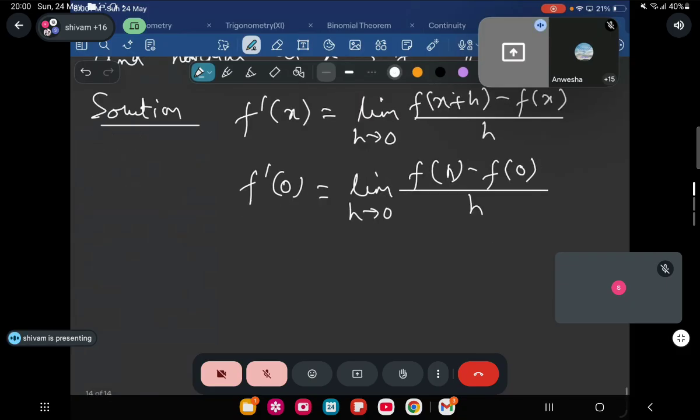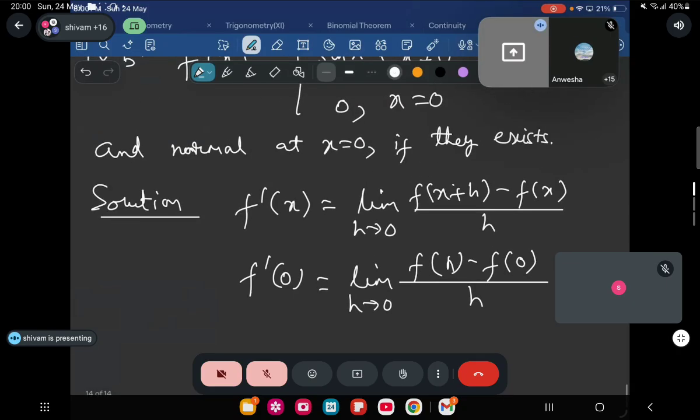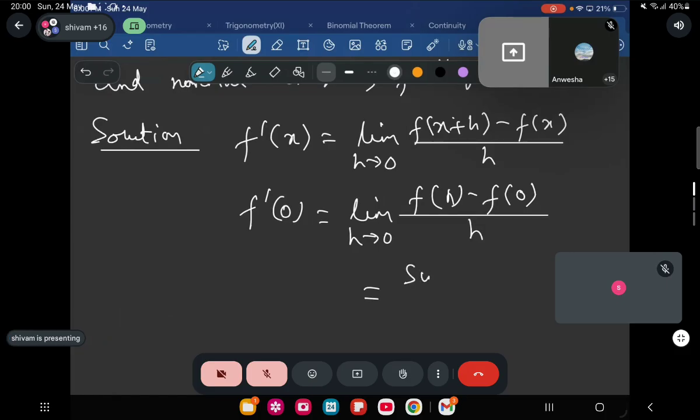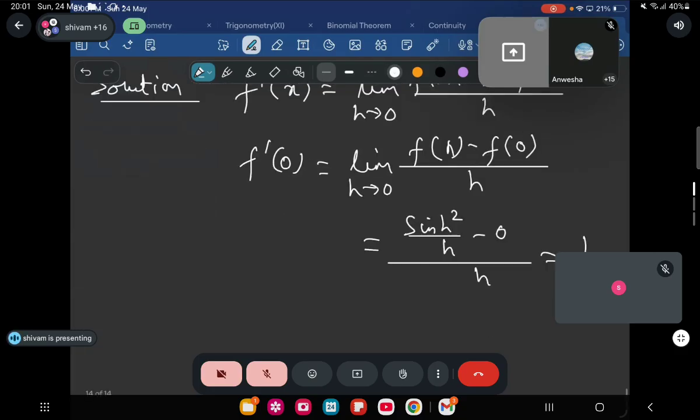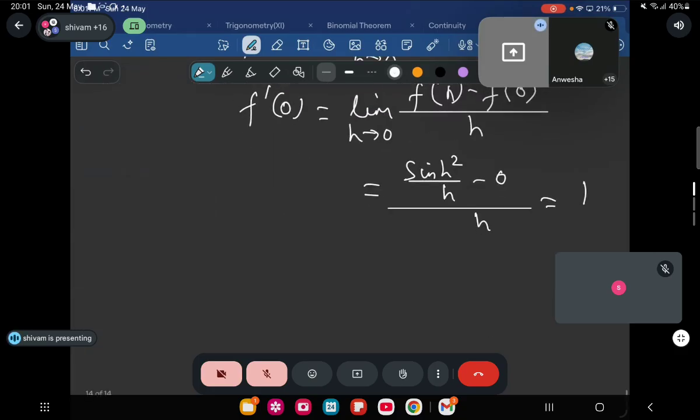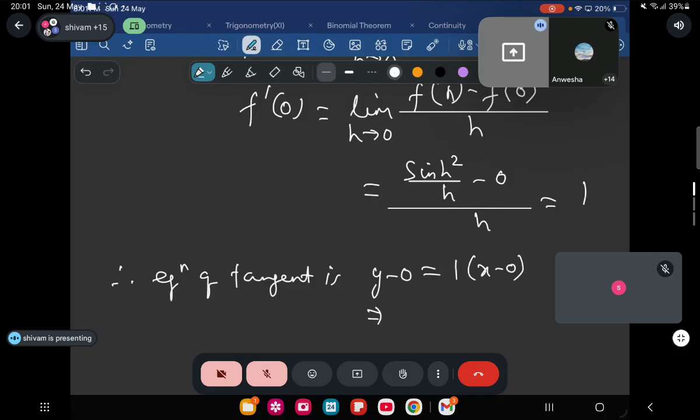So what is f of h, everyone? f of h will be equal to sin h square by h, minus f of 0 which is 0, divided by h. So this will become how much? 1. f dash at 0 will be equal to 1. So I've got the slope. I've got the point. Therefore, equation of tangent is y minus 0 is equal to 1 into x minus 0. This will give us y equal to x.